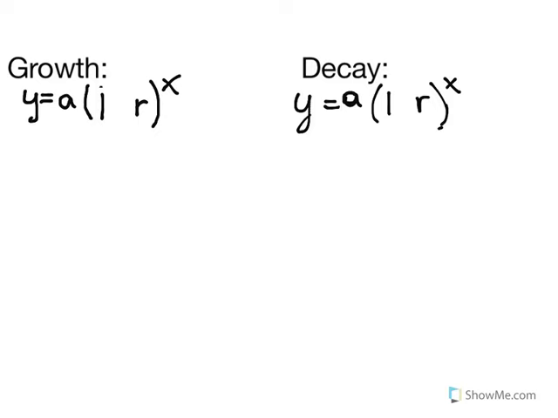Here again we have the equations for growth and decay. You can tell the difference because growth is 1 plus r and decay is 1 minus r.